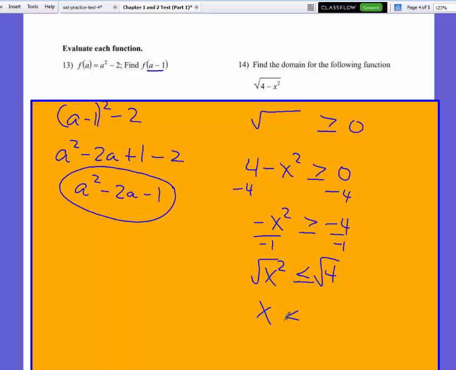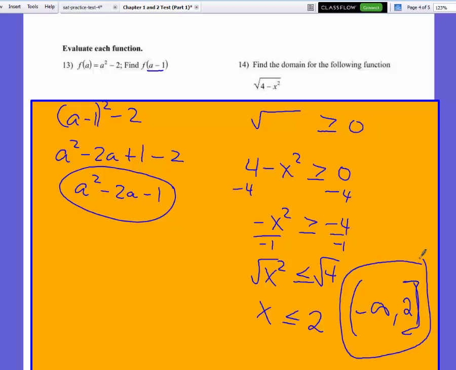So here the domain is x less than or equal to 2. So that would be our domain. So I have to go from negative infinity all the way up to 2. And it can include 2. So this would be our answer then for 14.